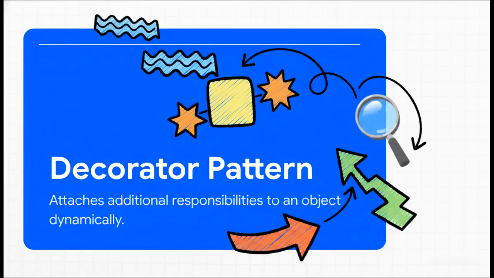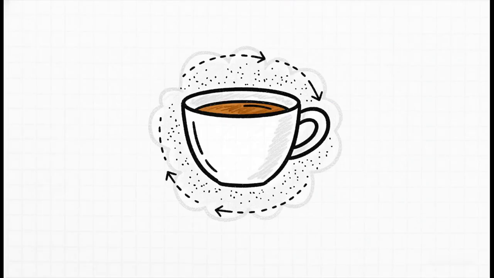Instead of creating this rigid, messy family tree of subclasses for every possible feature combination, you just wrap your base object in other decorator objects. Each wrapper adds the new functionality you need on the fly, at runtime. It's incredibly flexible. And the coffee analogy just makes this so easy to understand.